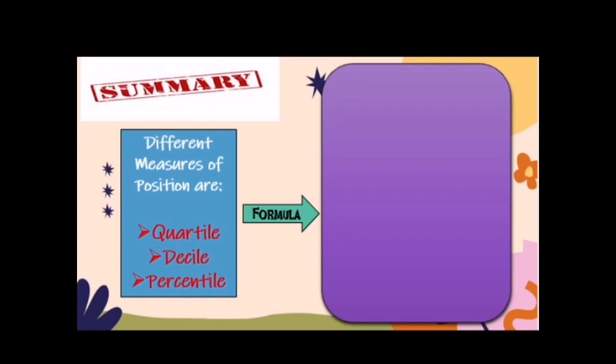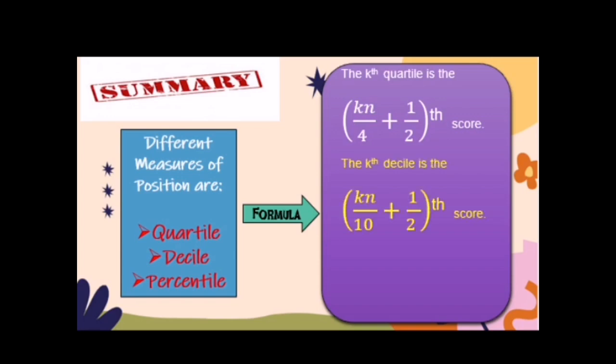Now, let's have the summary. The different measures of position are quartile, decile, and percentile. The formula is kn over 4 plus 1/2 for the quartile. For the decile, kn over 10 plus 1/2. And for the percentile, we have kn over 100 plus 1/2.